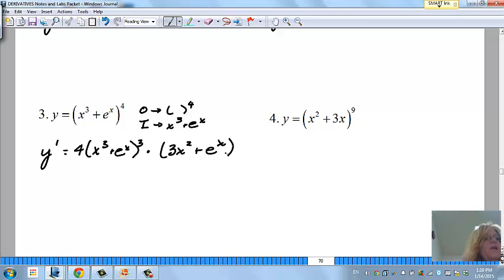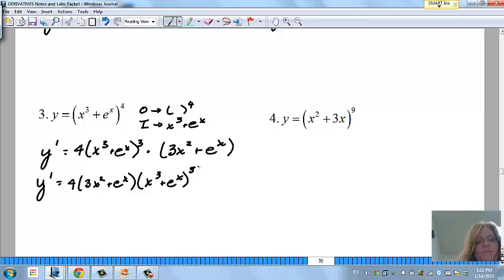Okay, so now all I'm going to do is move this up front and leave that here. So I have y prime equals 4 times 3x squared plus e to the x, times x cubed plus e to the x raised to the 3rd power. And you can't really combine these because they're not the same.